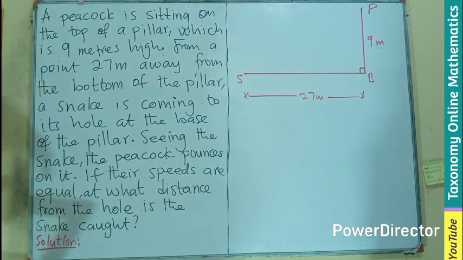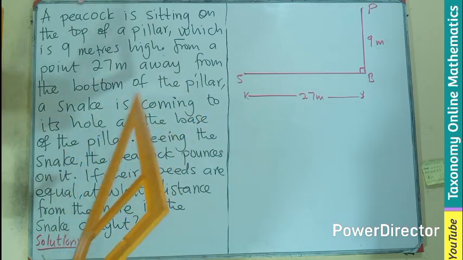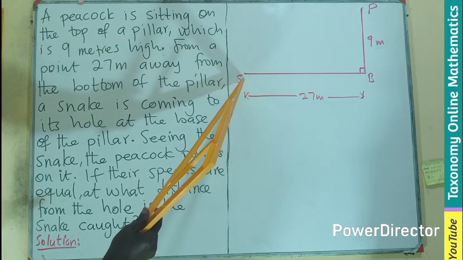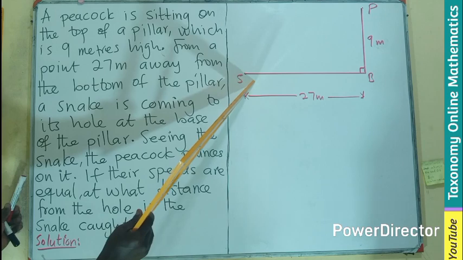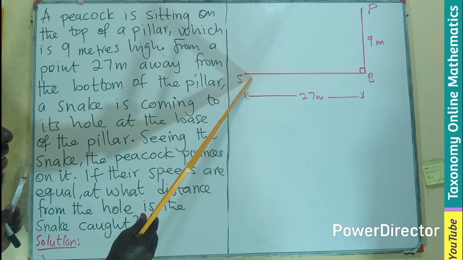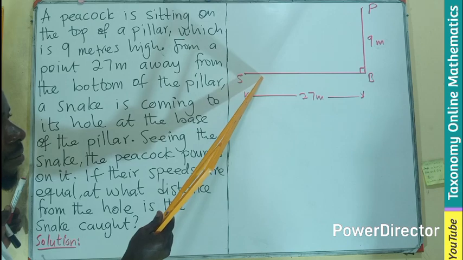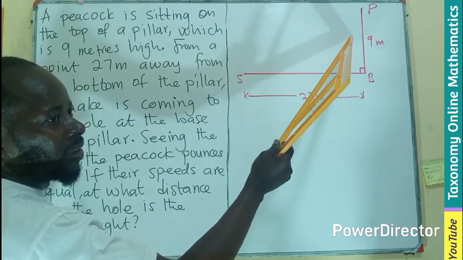Okay. So what is next? The pillar. The snake is coming. So the snake is here, walking towards the base, right? So we are saying that the speed is equal. As the snake is moving 2 meters, the peacock will also come 2 meters.